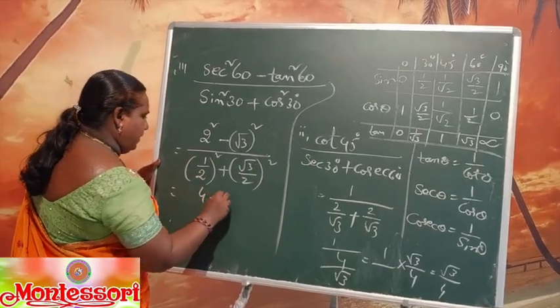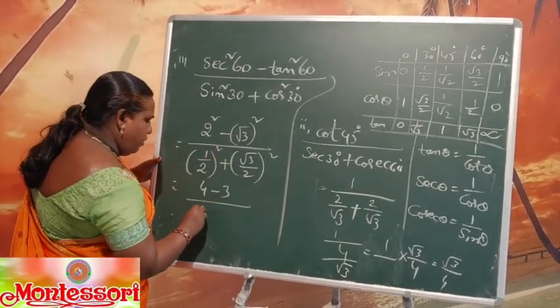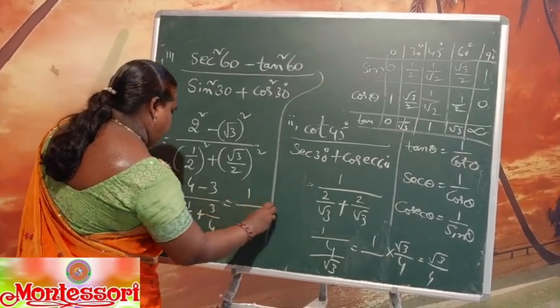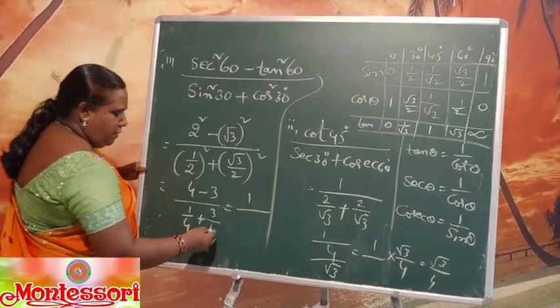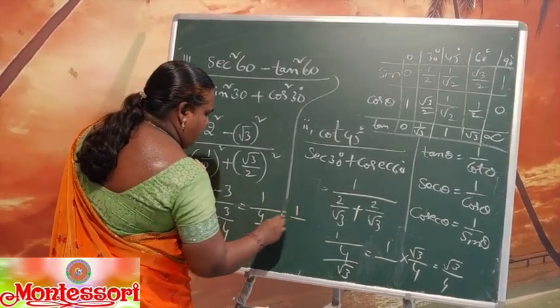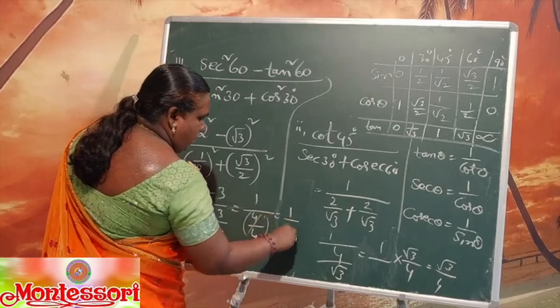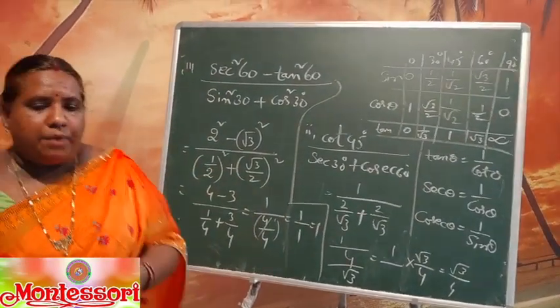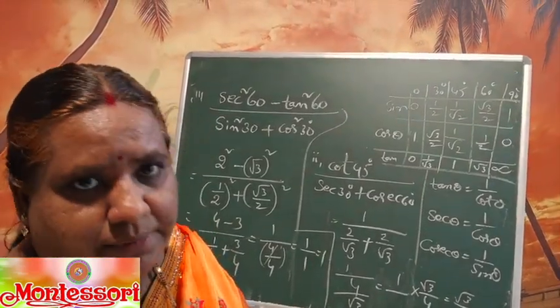So 4 minus 3 by 1 by 4 plus 3 by 4. That is equal to 1 by, see, 1 plus 3 by 4 by 4. That is equal to 1 by 1. So the answer is 1. So this is the third sum.